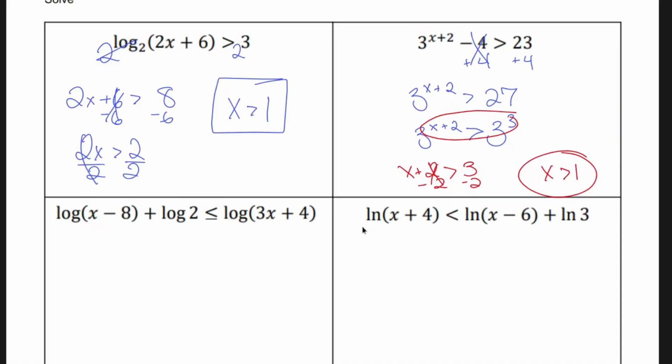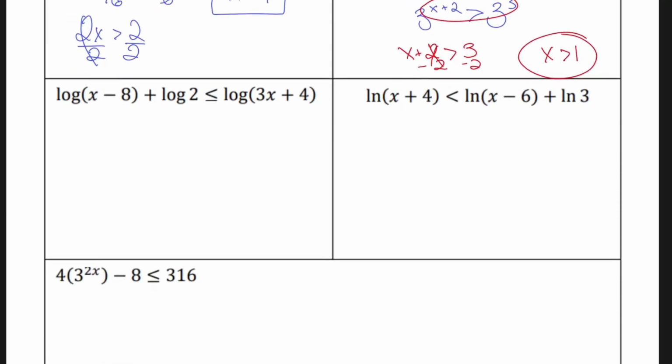Okay? All right. Again, we don't have to worry about plugging anything in. There's no logs to plug it into. Praise the Lord.